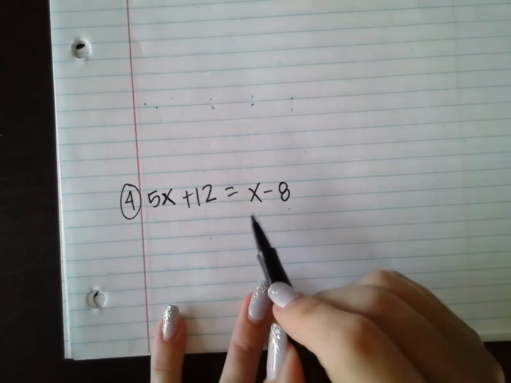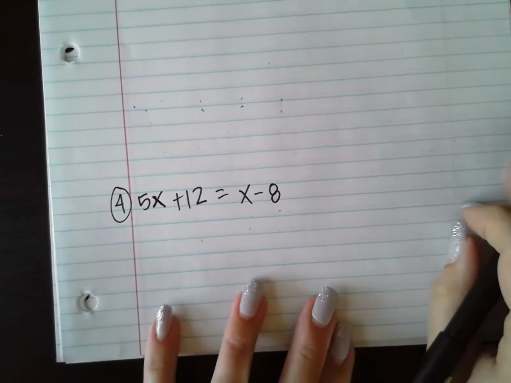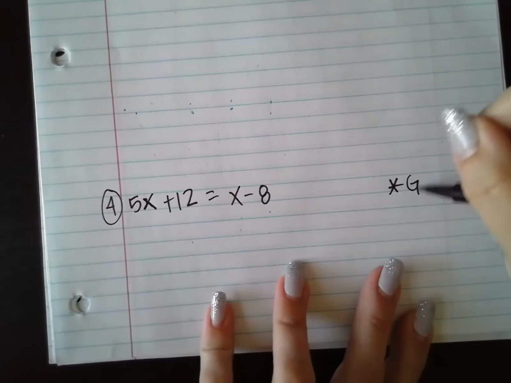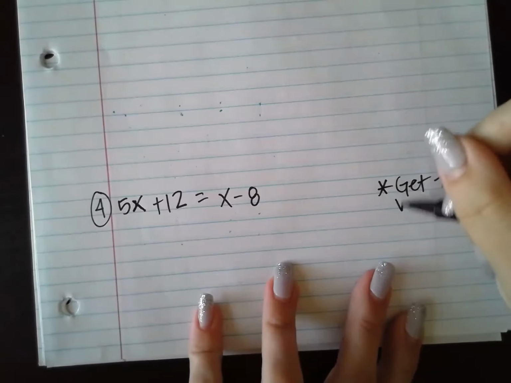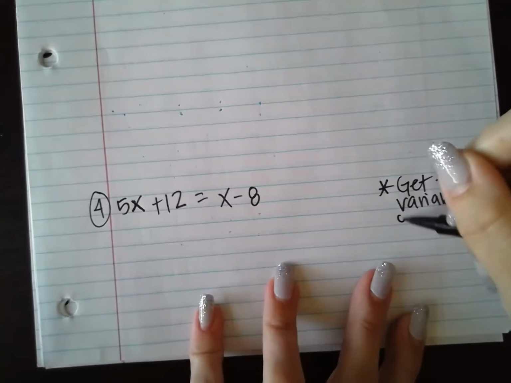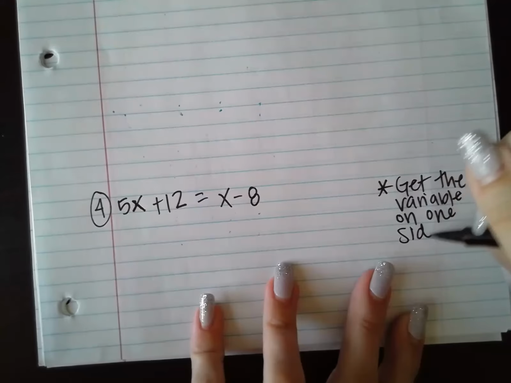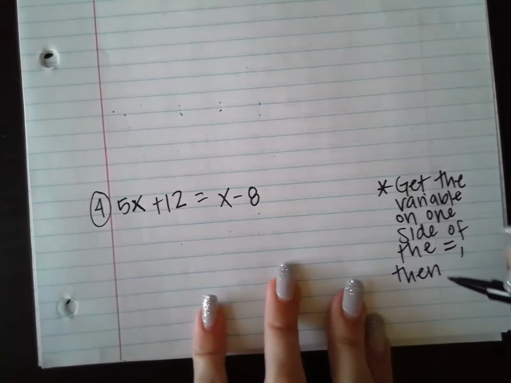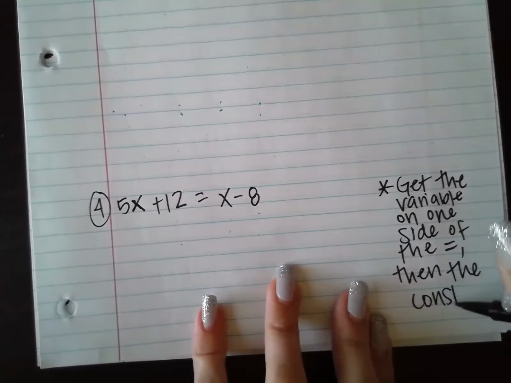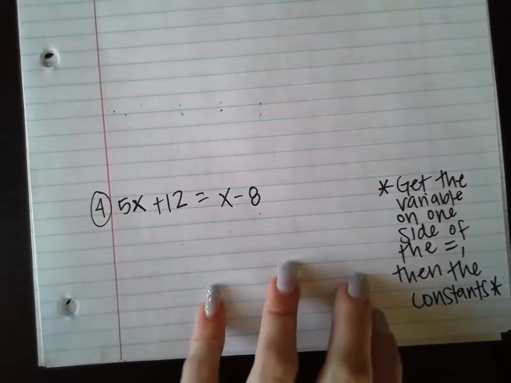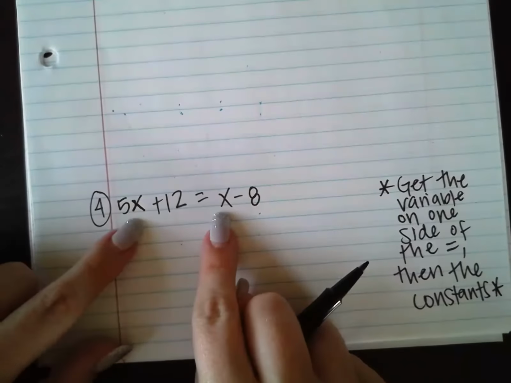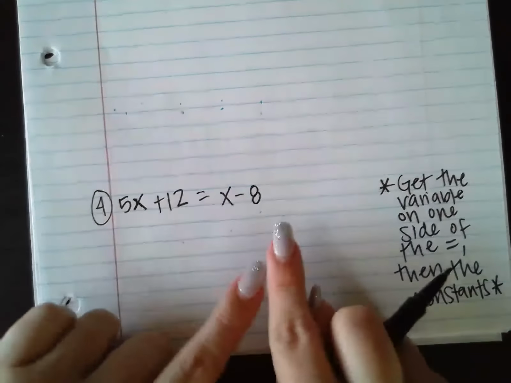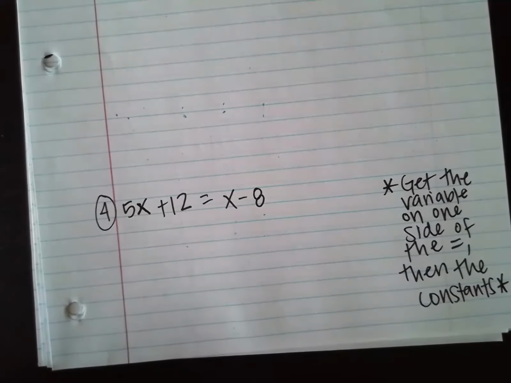In this case, we have a variable on both sides of the equation. So our goal with this kind of problem is we want to get the variable on one side of the equal sign, then the constants. So essentially, we want to try to take the x's and put them on one side of the equal sign and take the constants and put them on the other. Because again, the ultimate goal is to get x by itself.